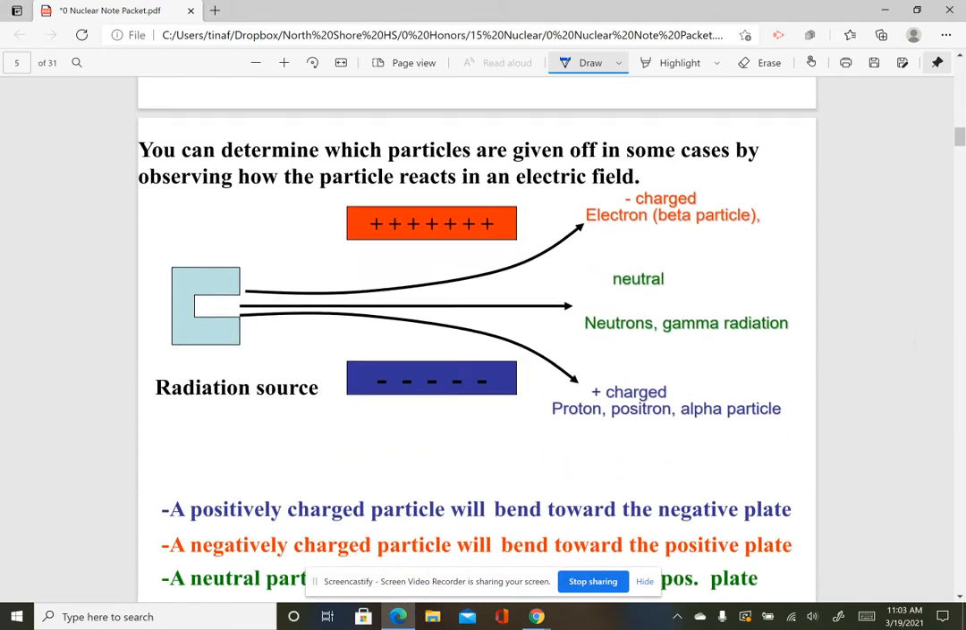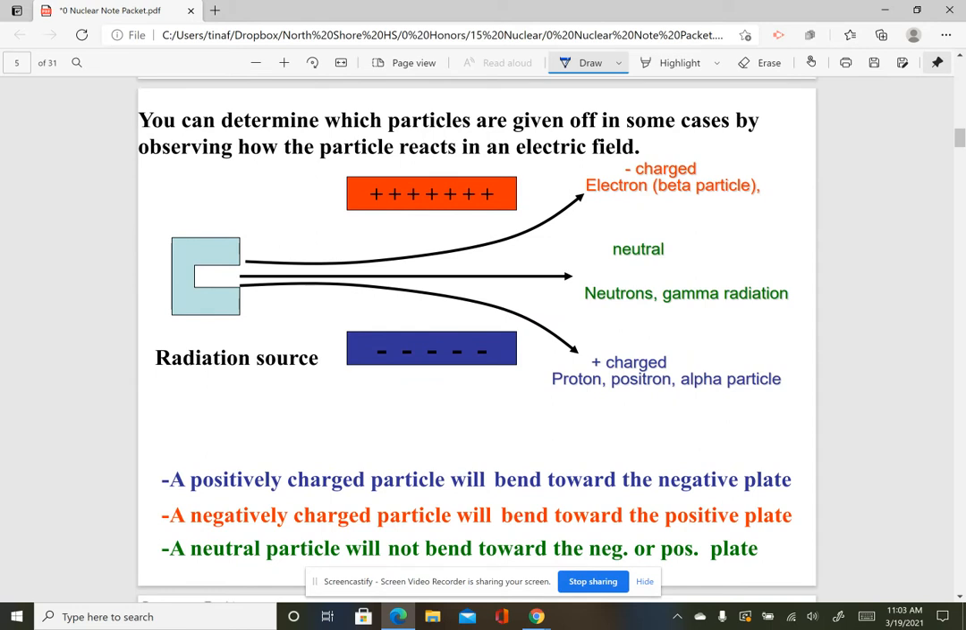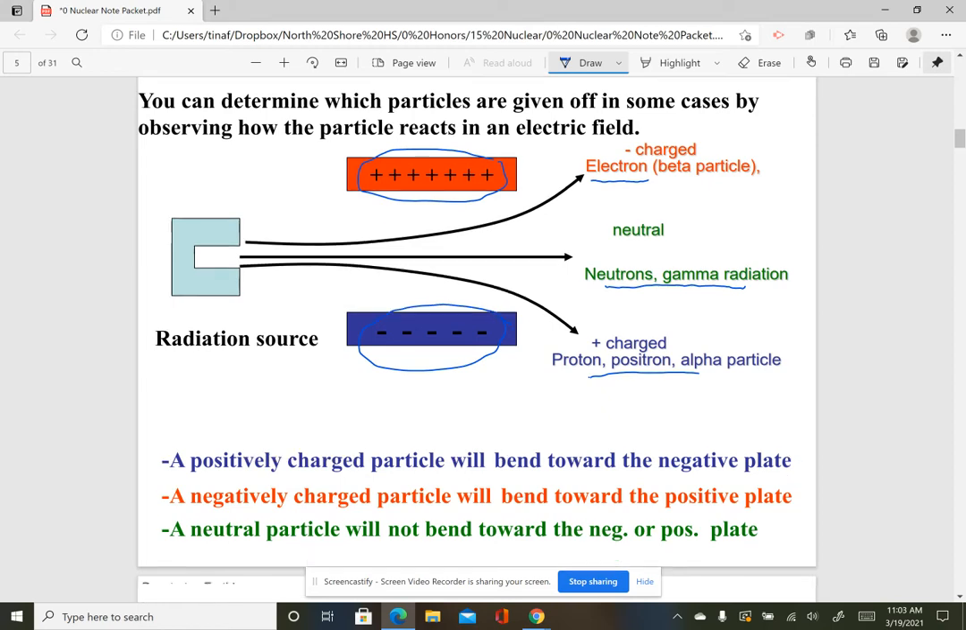Okay. This is just a visual of what I was just telling you about. We see that electrons, when passing through an electric field, are going to bend towards the positive side because opposites attract. Protons, alpha particles, positrons, these are all positive particles, so they're going to bend towards the negative side of the electric field, where our neutrons and our gamma radiation, notice how they're traveling in a straight line. They don't have a charge, so their direction is not going to be affected by this, which makes them better at penetrating.